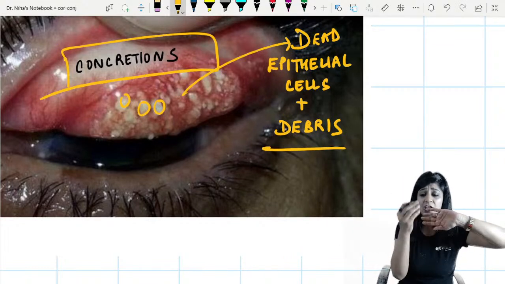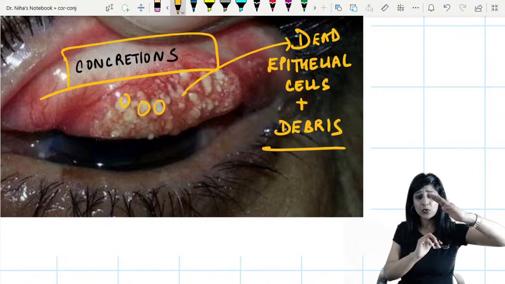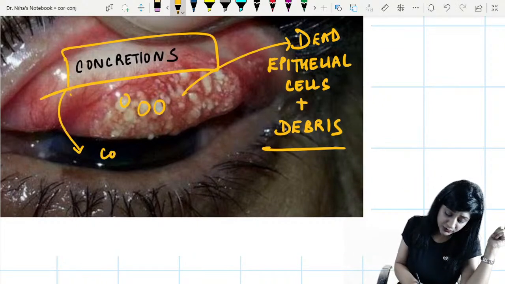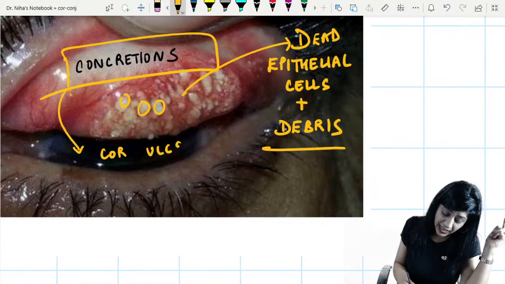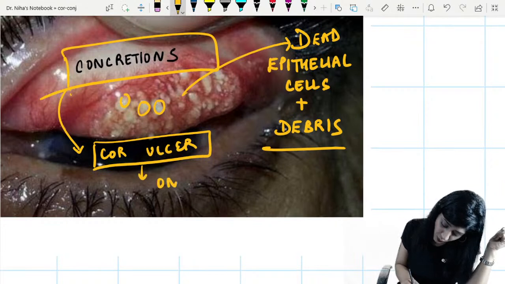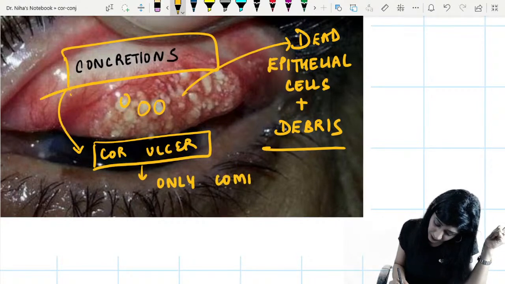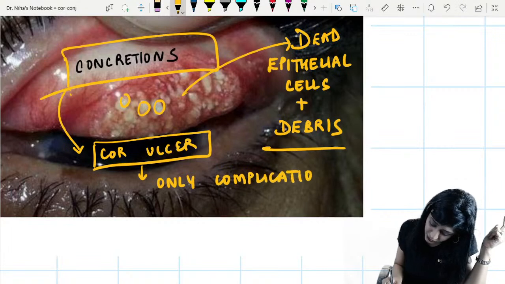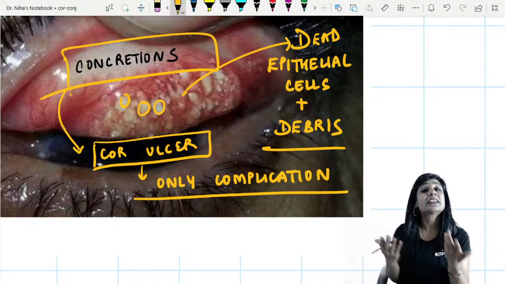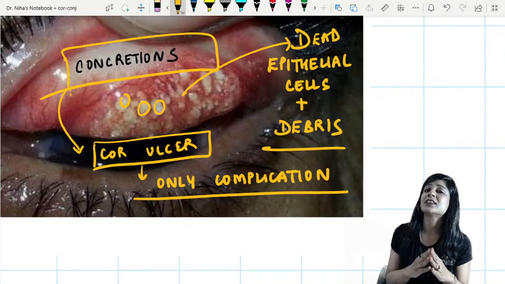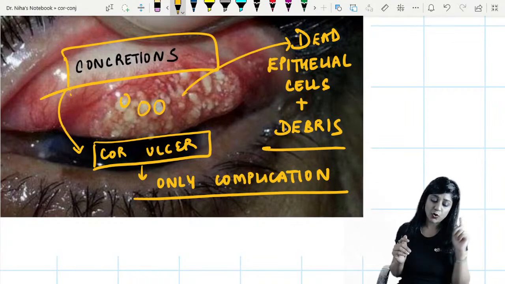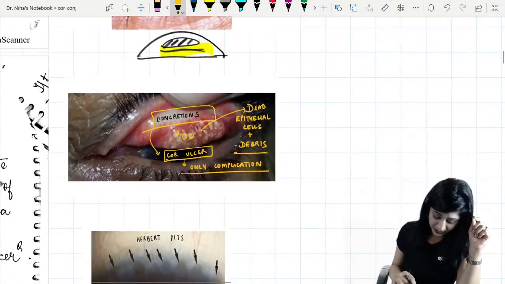Now suppose this was the eyelid and you are having a lot of concretions, and I close this eyelid. So they will actually rub the cornea. So they have a property of causing corneal ulcer. And why am I worried about corneal ulcer? Because corneal ulcer is the only complication of the trachoma. So rest of the things, they are the sequelae. That is the difference. Rest of the things are the sequelae, while corneal ulcer is the only complication of the trachoma. Okay, so these are your conjunctival signs.